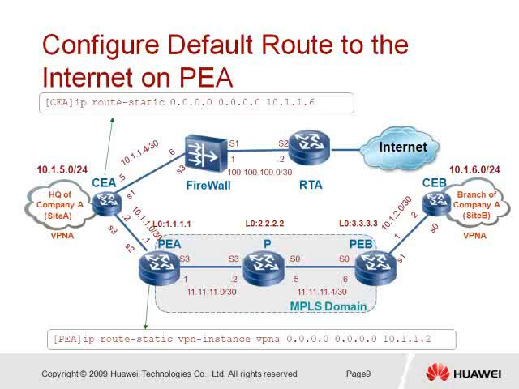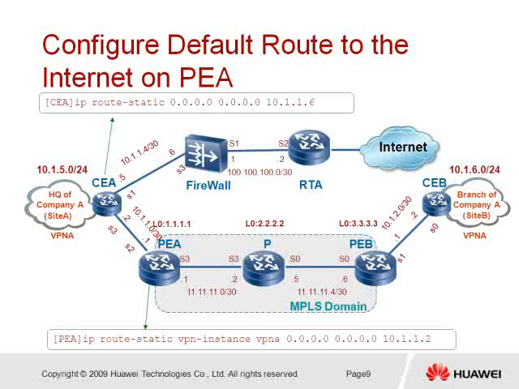On PEA, we also need to configure a default route to the next hop CEA between the VPN user and the internet. The command on PEA is ip route-static vpn-instance VPN-A 0.0.0.0 10.1.1.2. This command is used to transmit the internet service packets to CEA. So when PEA receives packets destined for the internet, it sends them to CEA and makes CEA the exit to the internet.